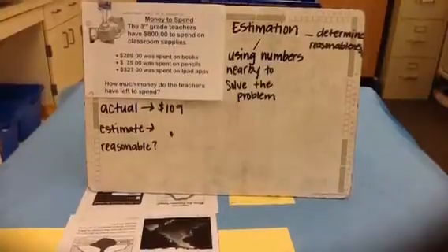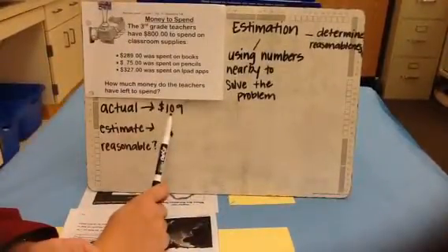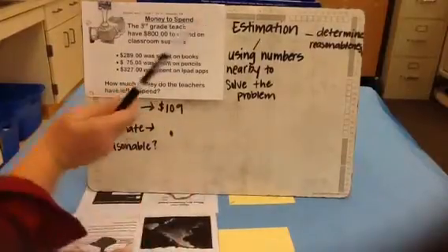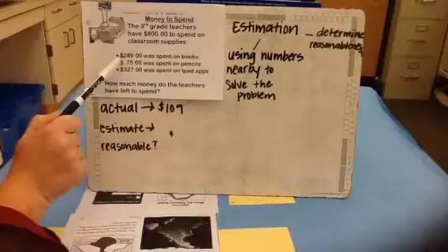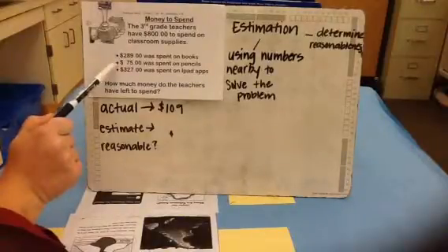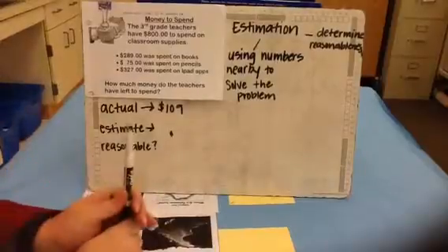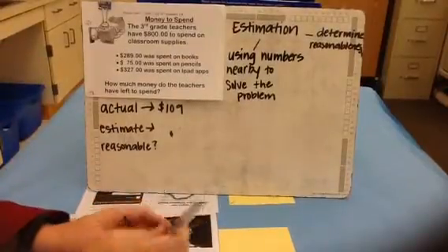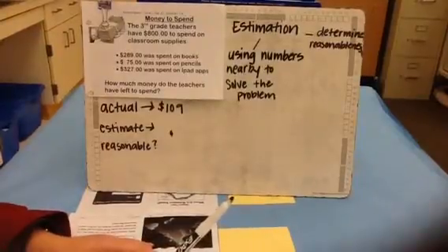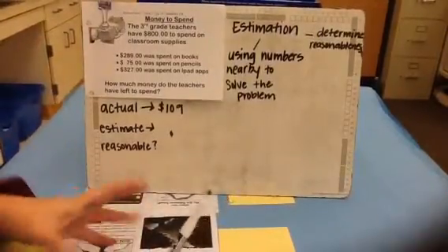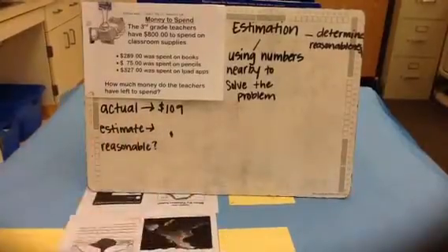So here, just to save time, the actual answer to this number story is $109. So the third grade teachers have $800 to spend on supplies. We spend this much on books, this much on pencils, and this much on iPad apps. And so we want to know how much money is left over to spend. So I solved it and I got $109. Now I'm going to estimate. So I'm going to go through the whole process again with estimation to see if this answer makes sense.